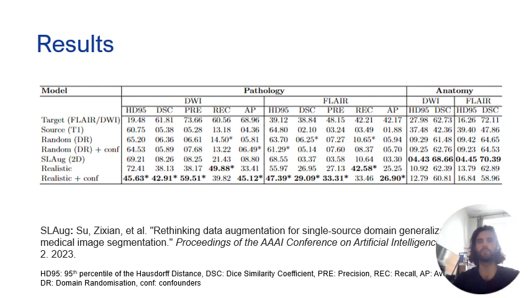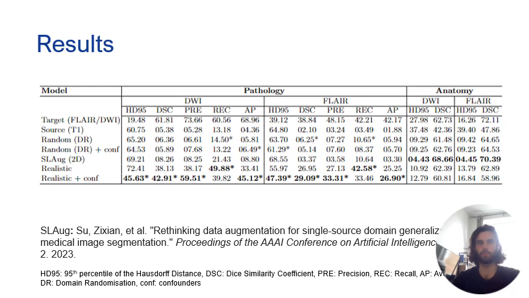Here you can see the table of results. Each model was trained using 3 different random seeds, and the results from the final checkpoints were averaged. You can see that our method, realistic plus confounders, performs closest to the real data baseline, which is the target model, and that including the confounder sampling improves the results overall, but does result in a shift from recall towards precision, which is not unexpected.